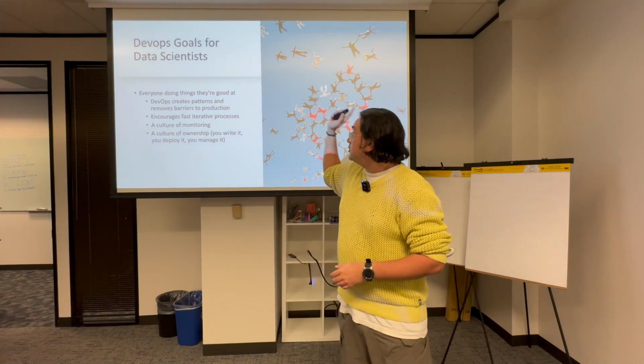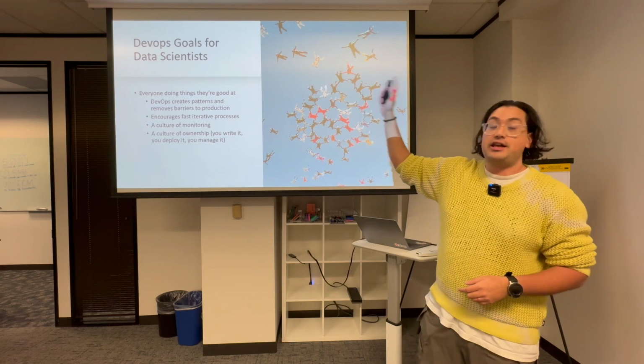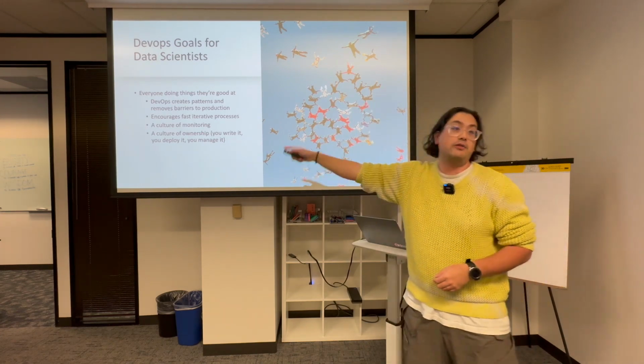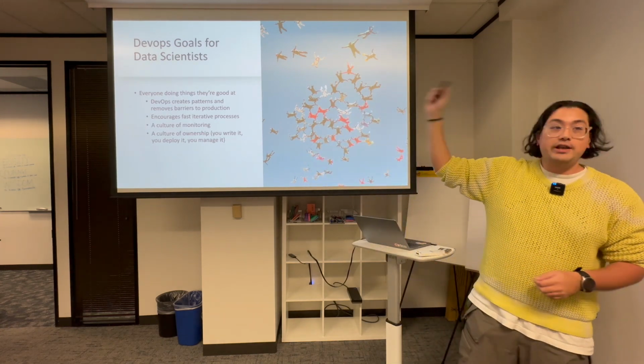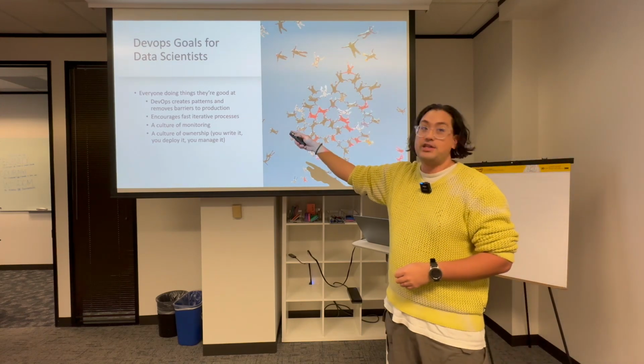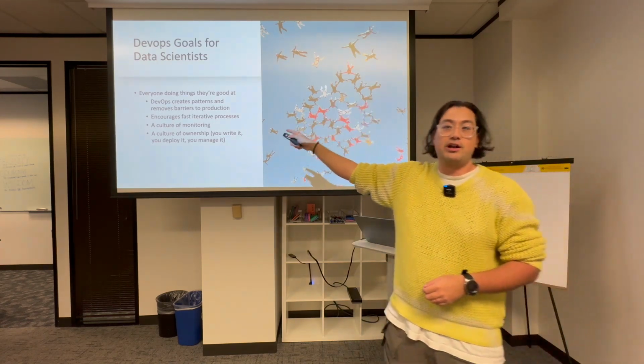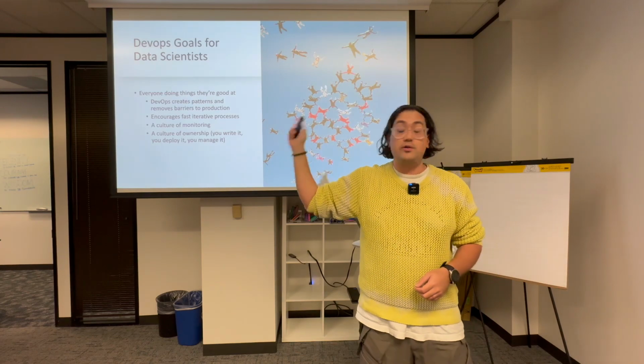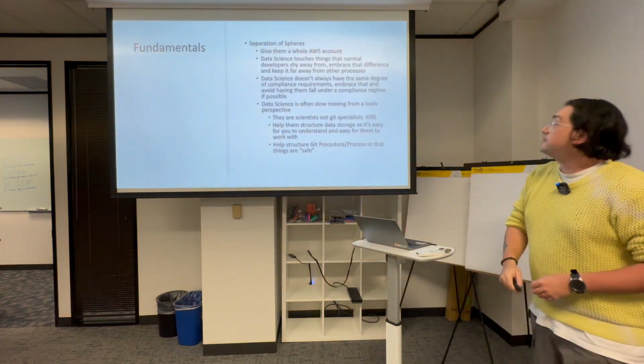So what are we trying to do? We're trying to encourage a fast iterative process, a culture of ownership, a culture of monitoring, right? Make sure that users are running their own applications, that they're owning those applications, that they're viewing them, right? Just like any product, we want to treat them like they are product owners, because they are. So what are the fundamentals?